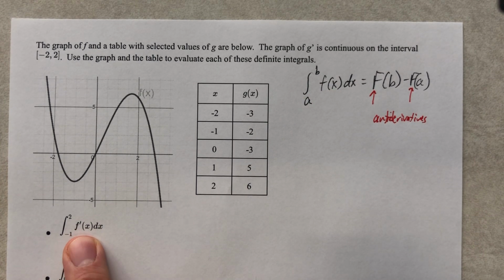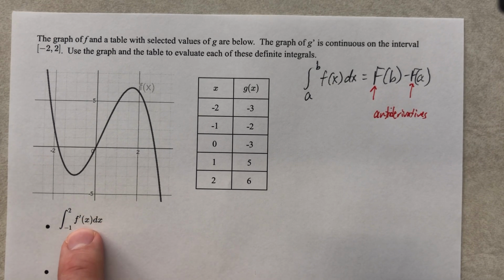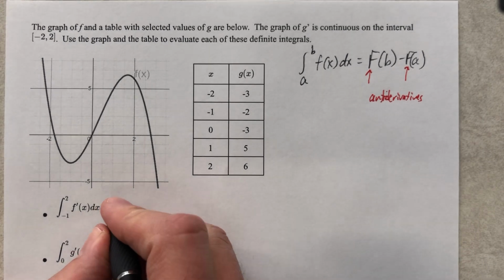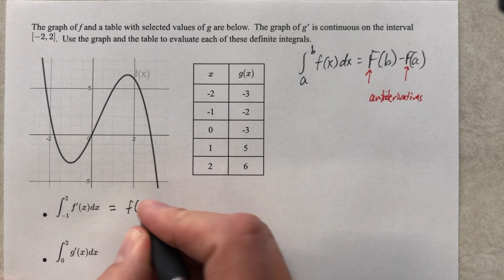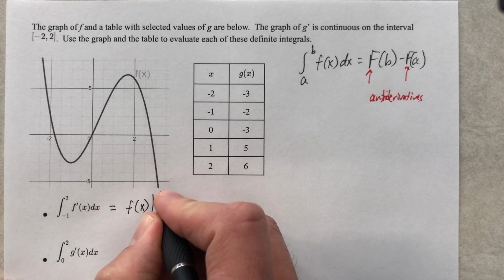What's the antiderivative of a derivative? Well, in this case, it's just f. You're undoing this prime. This is f prime, the derivative. The antiderivative of a derivative, wordy as it sounds, is simply just f. F of x, evaluated from -1 to 2.